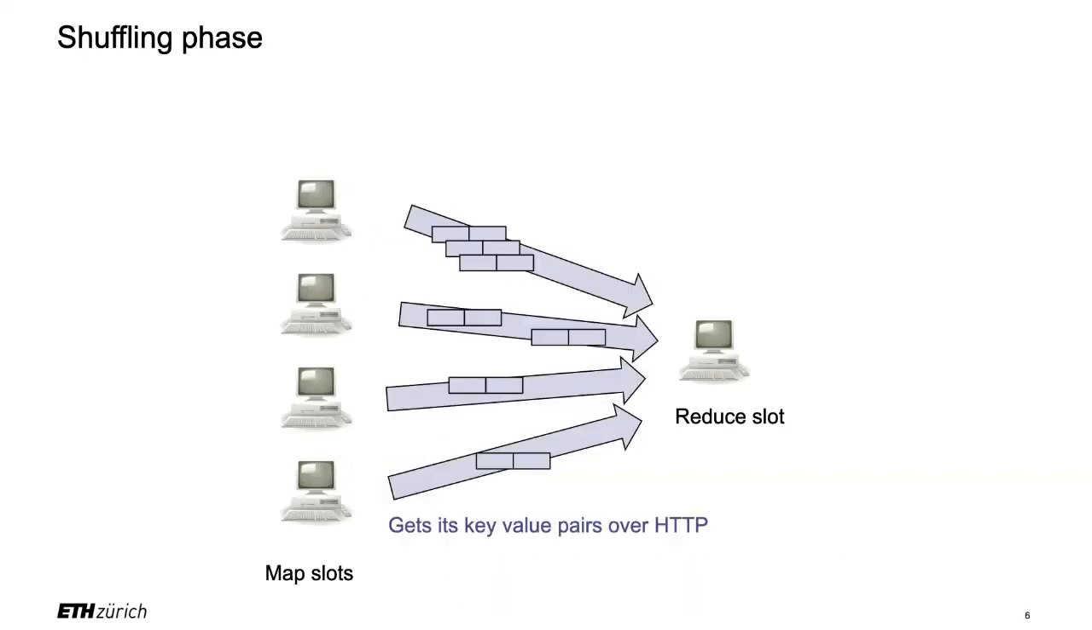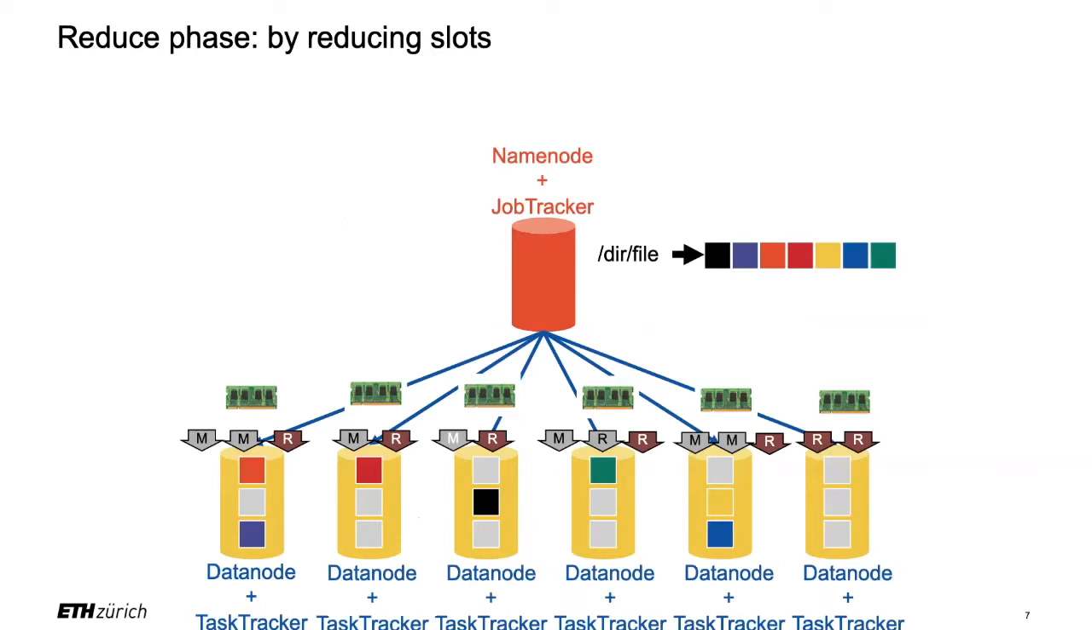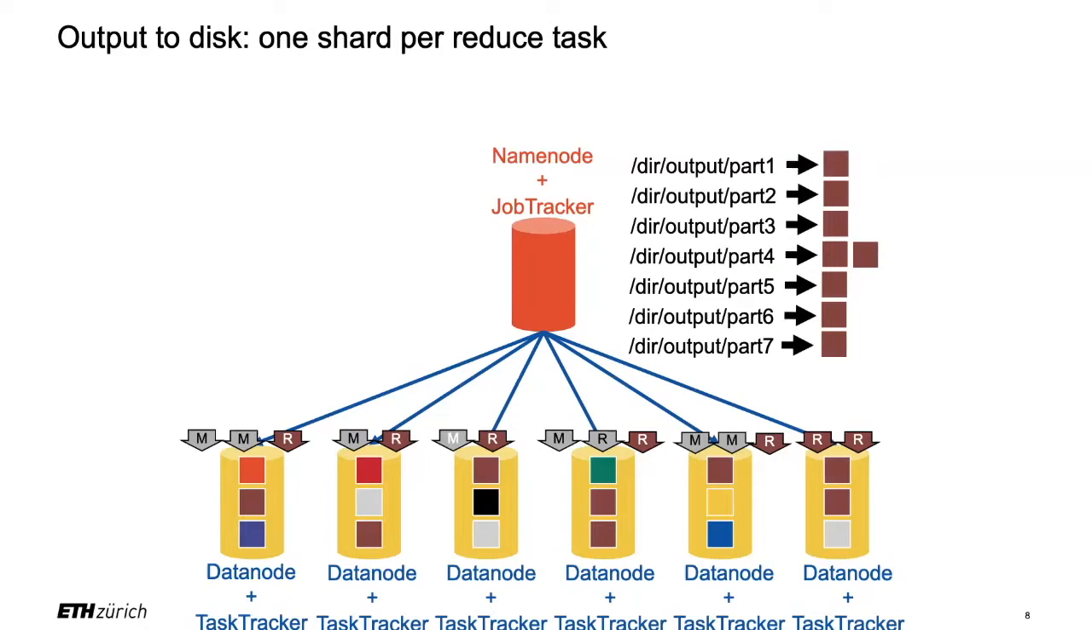Okay. All right. So we get the key value pairs over HTTP. And then the reduce phase is going to start, and the reduce slots are going to run the computations of the reduce function on the intermediate pairs they received. Then they write everything back to HDFS. What is important to understand is that every reduce task is going to lead to one file in HDFS, one file.